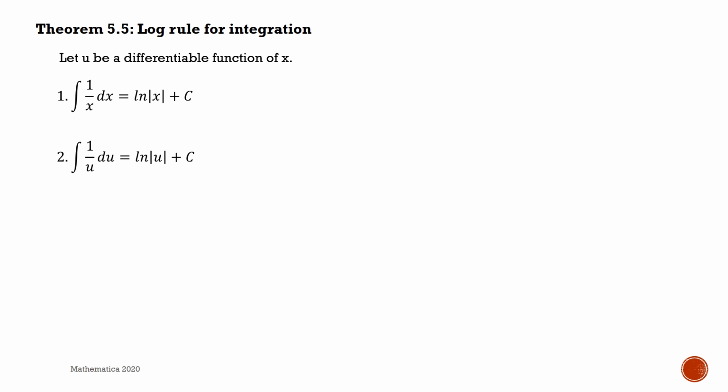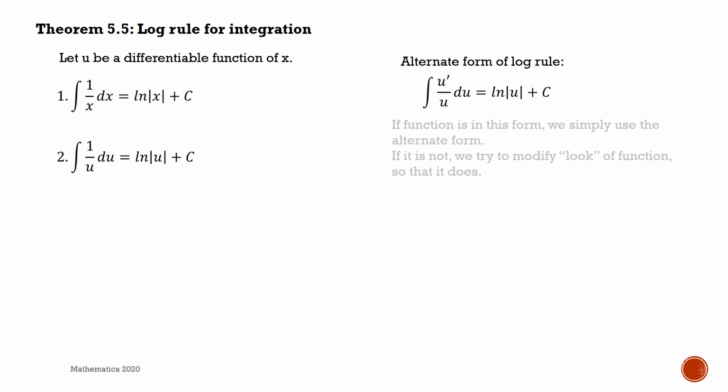However, in this section, what we'll really be using is the alternate form of the log rule. And this is what it looks like. It's the antiderivative of u prime over u. So if the question fits this specific rule, then all I have to do is simply take the ln of the absolute value of u and then add my constant. And once again, this is going to be the form that we'll see most often in this section.